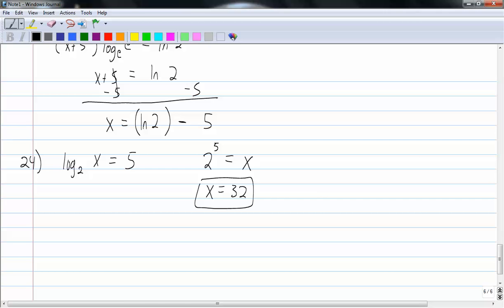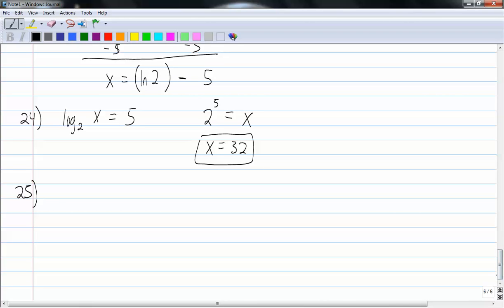All right, and plugging that back in, I would be taking the logarithm of a positive number, so that's good. So number 24 is C. Last problem, number 25. Log base 4 of x plus 3 plus log base 4 of x minus 3 equals 2.